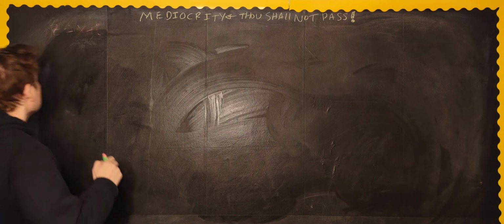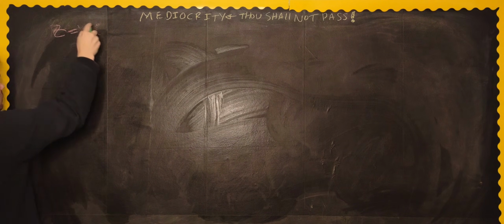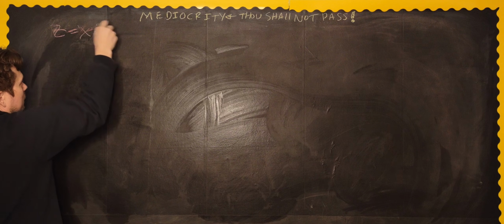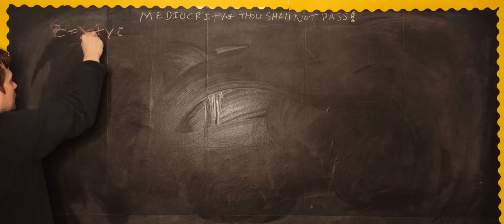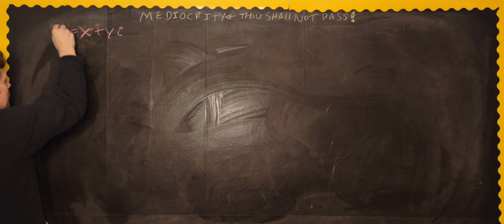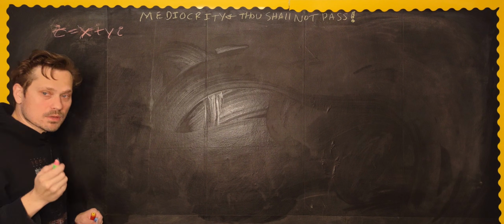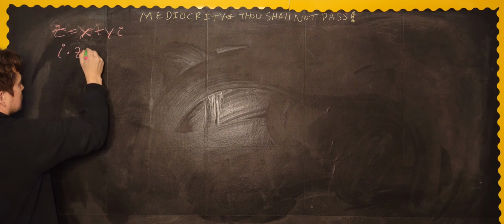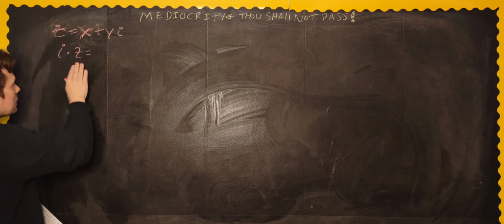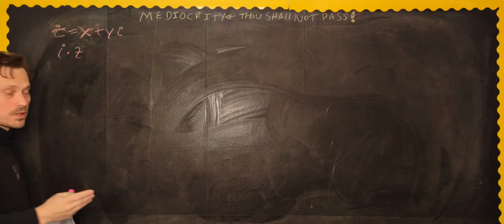Take a look at the following. Z is equal to x plus yi right here, okay? So z equals x plus yi. Now, we want to understand what happens, for example, at first when we form a quantity that looks like the following. Say i times z. So let's work it for a specific example first.